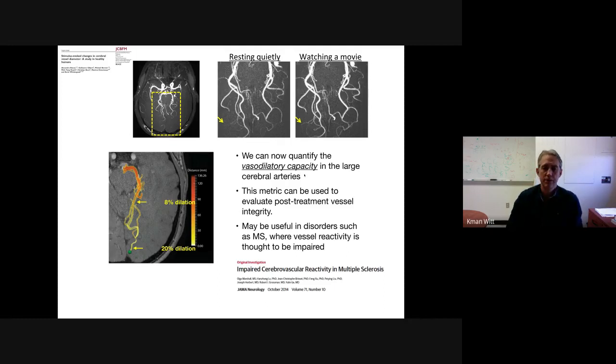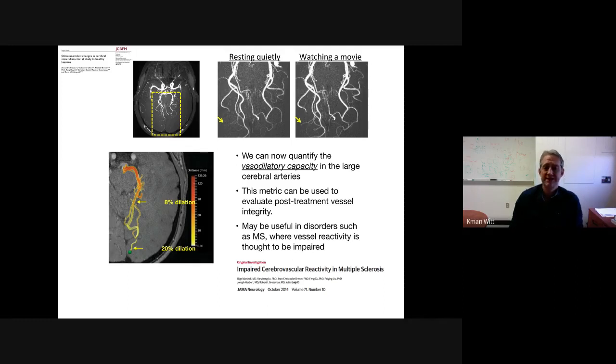This is important because in certain neurological disorders, for example, in multiple sclerosis, there was a study that showed that the large arteries in the brains of MS patients have great difficulty in vasodilating, which means that in the event of increased neural activity, the brain might not be able to send the appropriate amount of oxygenated blood to the tissue that needs it.